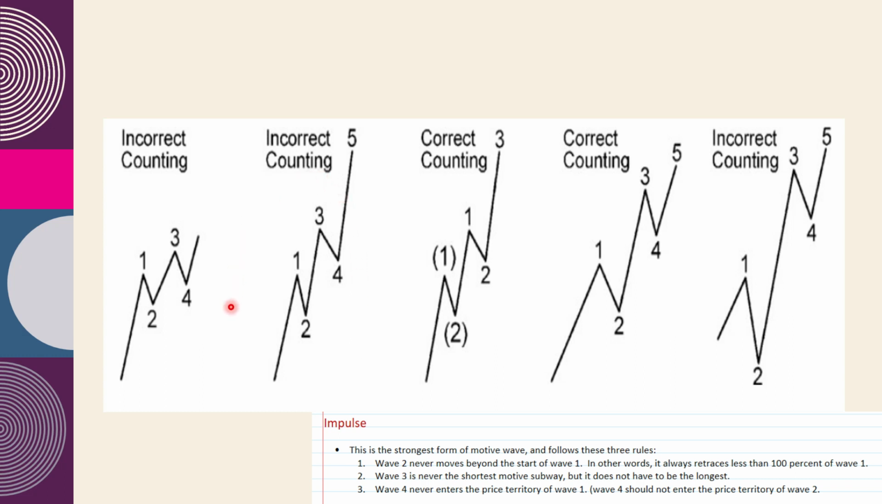Why is this one incorrect? Because what is our second rule? Wave 3 is never the shortest motive subwave. Here, if you see, 3 is the shortest one. So this is incorrect. This is not following the rules.